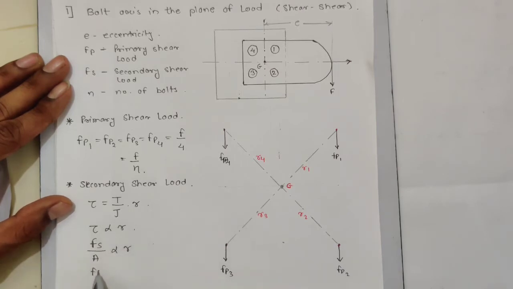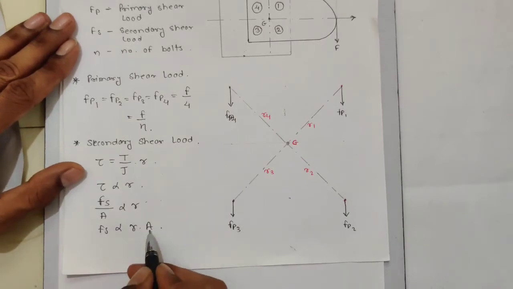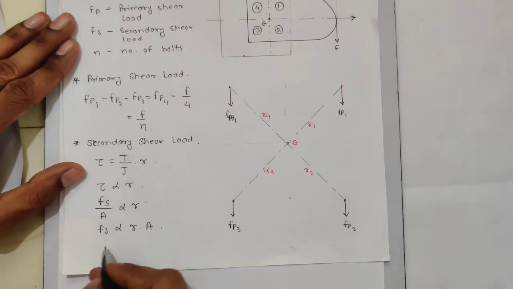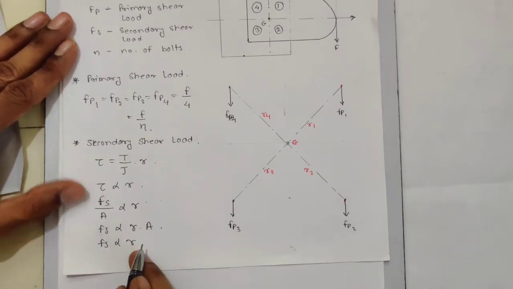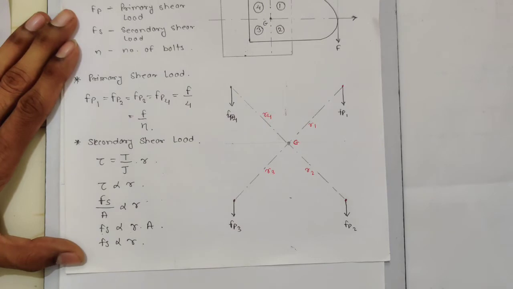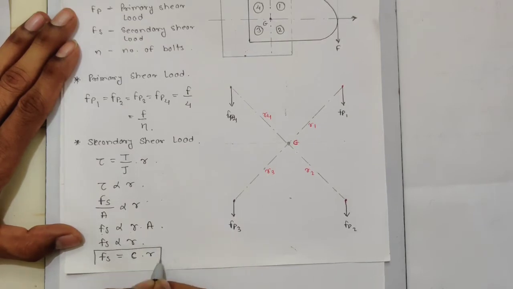Now Fs is proportional to A into the stress here, and the area is constant, it is not going to change. So Fs is proportional to r. So the secondary shear load is proportional to r. If I remove the proportionality, I have to add a proportionality constant. So Fs is equal to a constant into r. So this is my first equation.